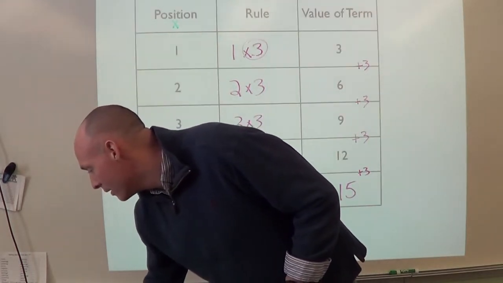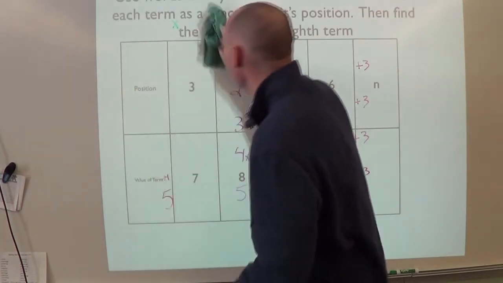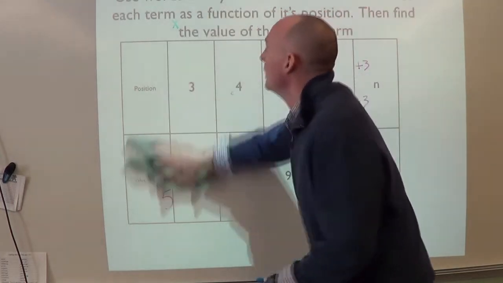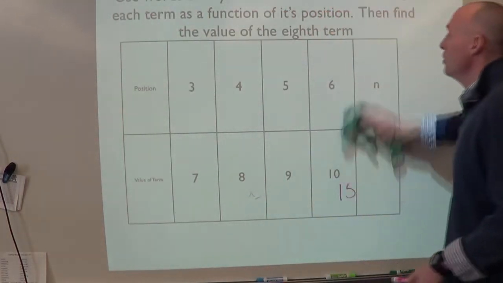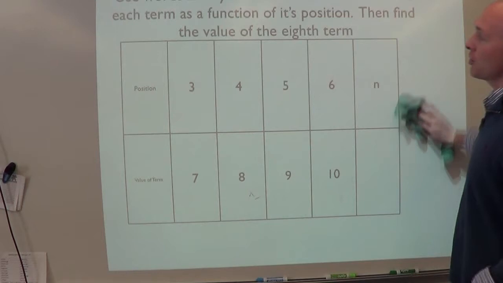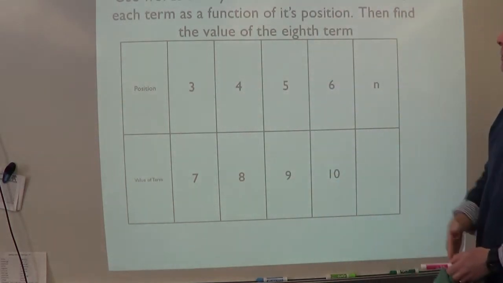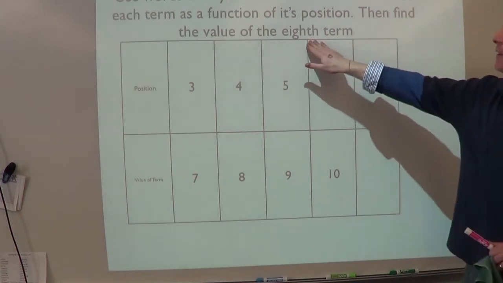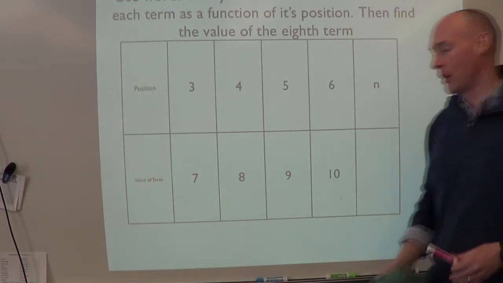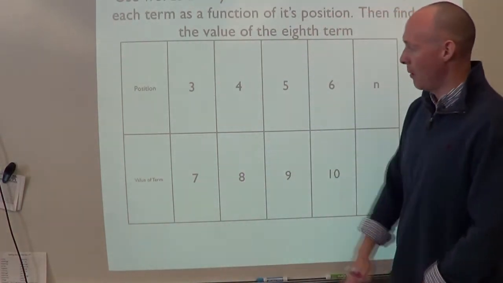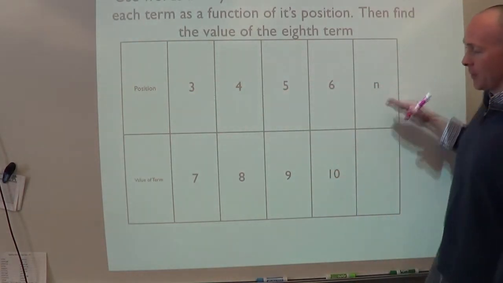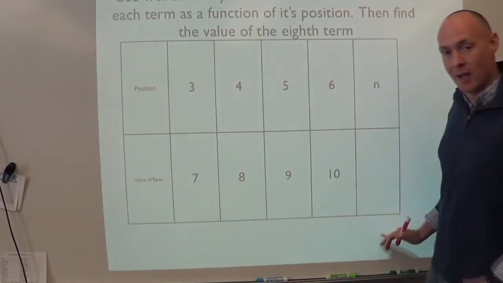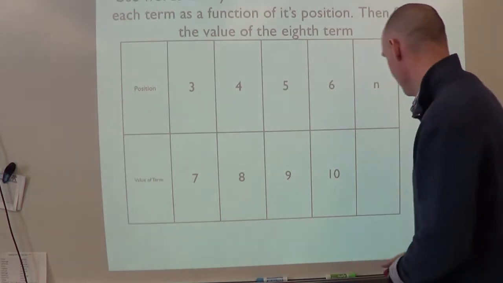Here I have another chart. Use words and symbols to describe the value of each term as a function of its position. Then find the value of the 8th term. So what we're going to have to do is figure out, based on the position, what the value is going to be. So we're looking for a rule.